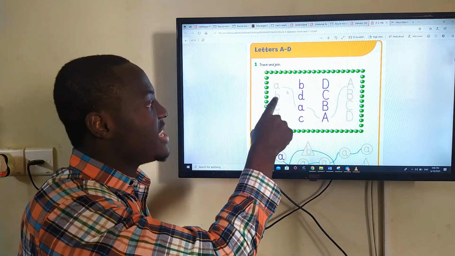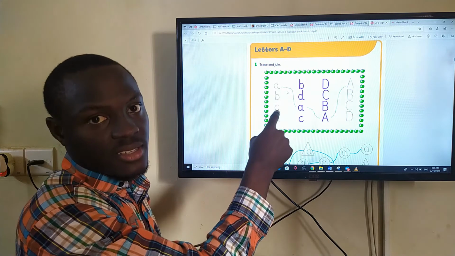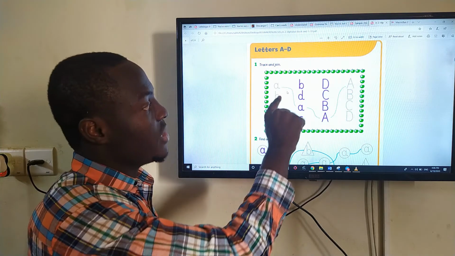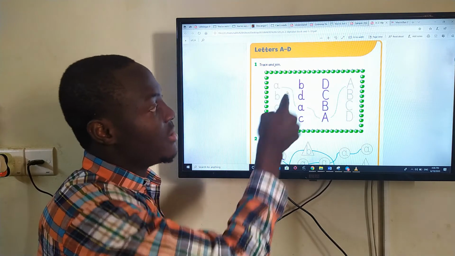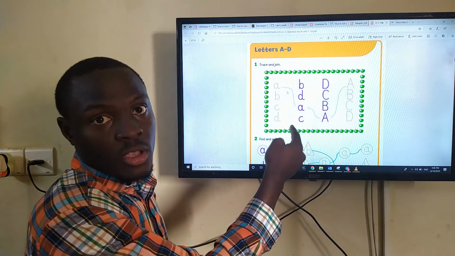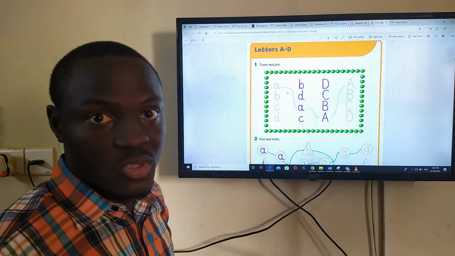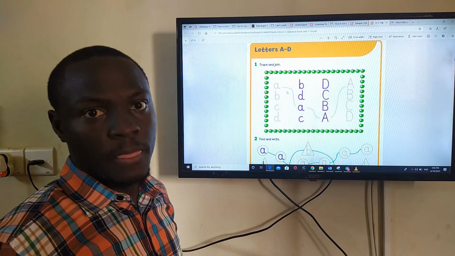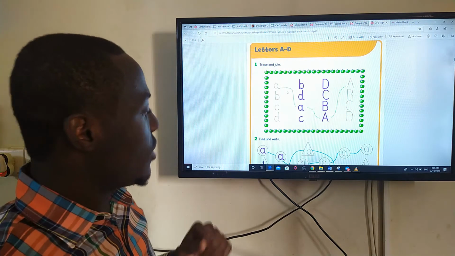So when we take B here, we also have B. You trace it. After tracing through B, then you link it to the letter B. If you are linking this way, you are going the wrong way. So you have to be very observant to see what you are tracing it to. So that is basically what is here.